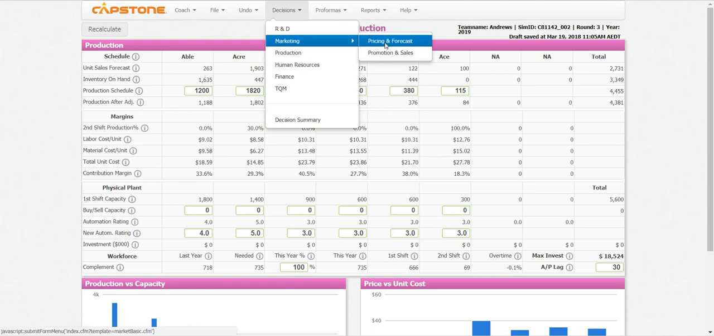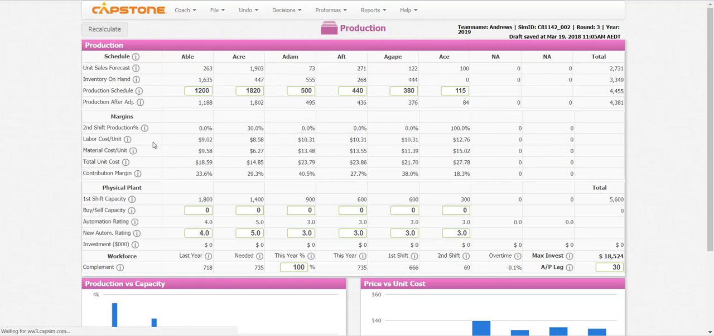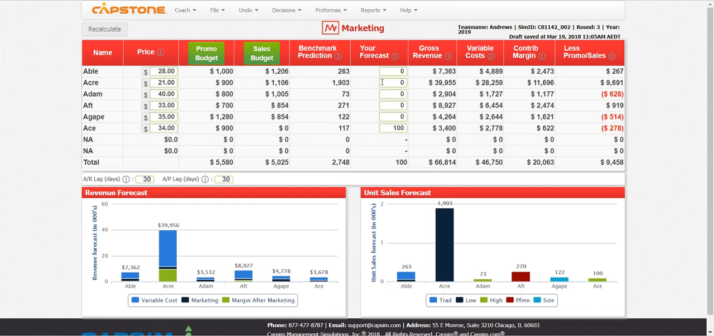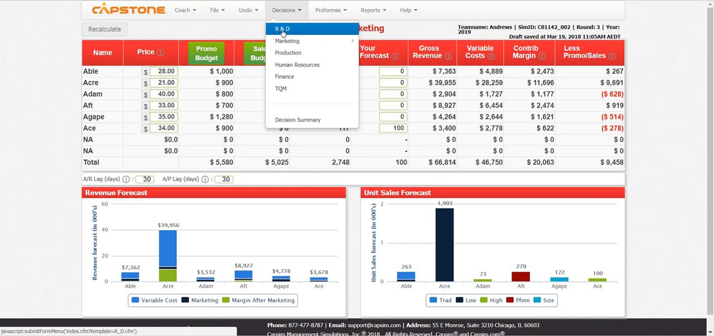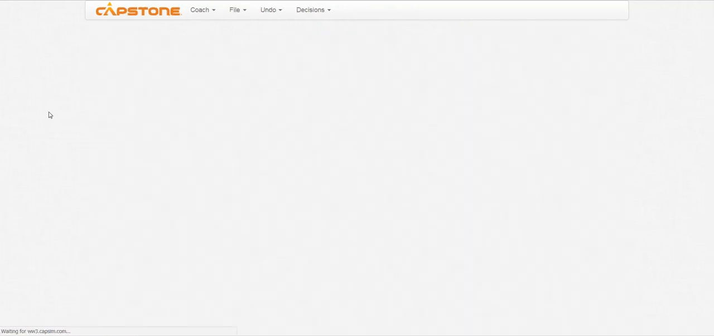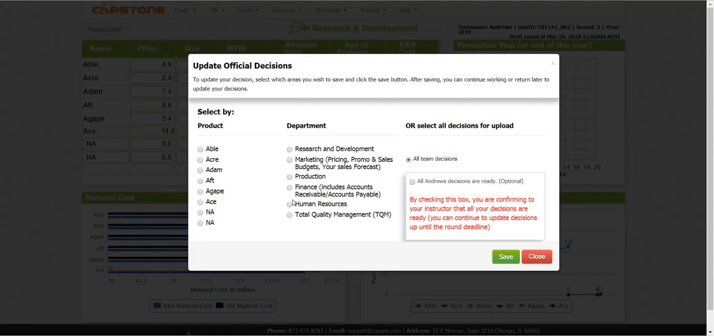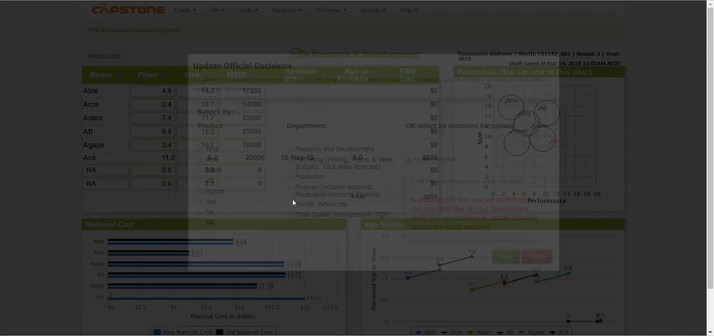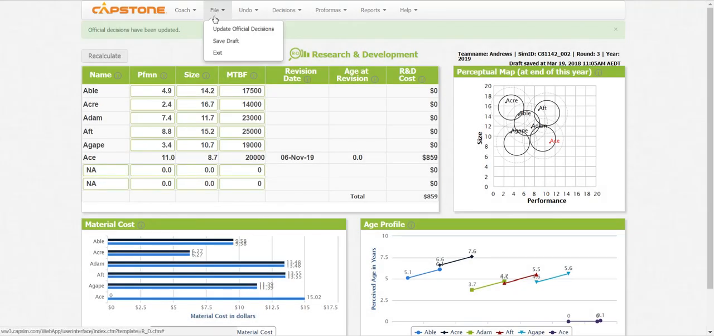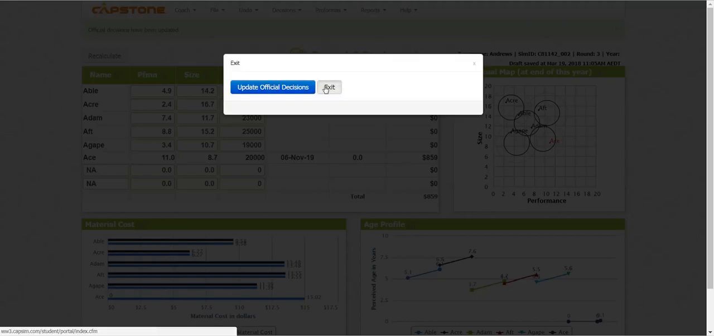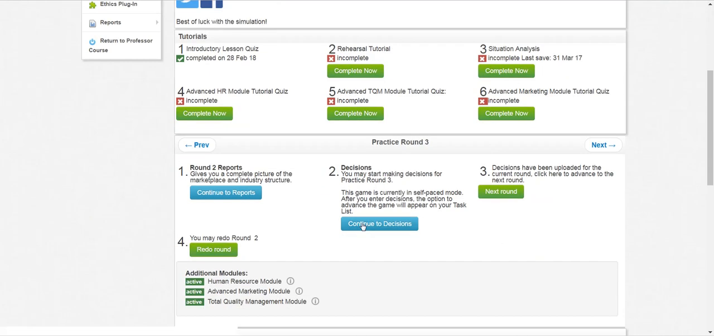Yes, we have. We've done our pricing. We have got a forecast, and we have done our promotion and sales budget. R&D. There's nothing we can do with R&D. It's been blocked out for this year, so we can't do anything. But on the 6th of November, that's when it's launched, and then we'll see how we go. Let's update official decisions. And let's get out of here, and we'll go to next year, and then see what we got.